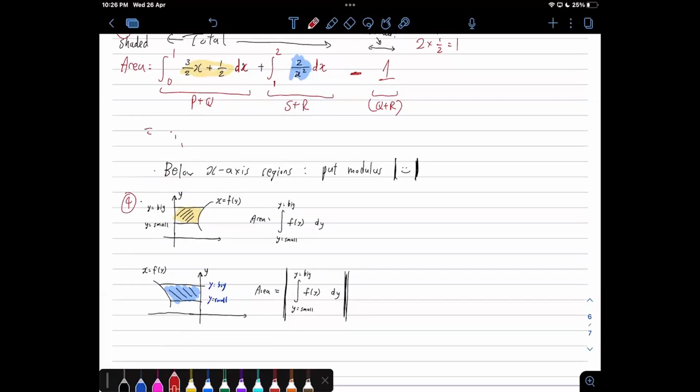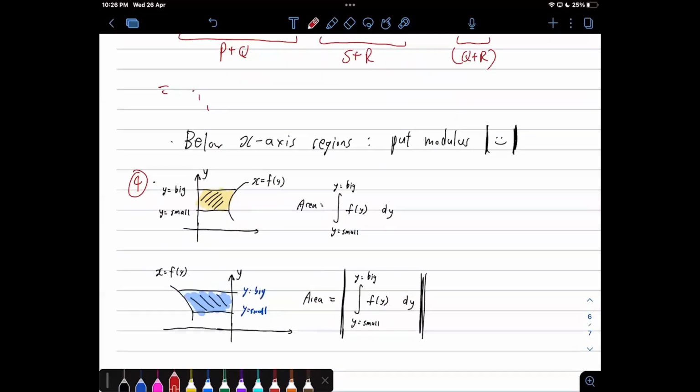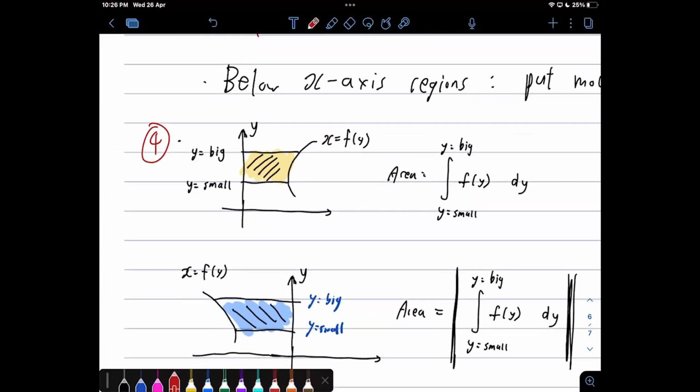Point number 4: if you have functions that have x as the subject, with everything in terms of y on the right side, you use this formula instead. Take the function on the right-hand side and integrate this time with respect to dy, but your y values you pick from small to big, provided that the area is to the right of the y-axis, similar to how it was above the x-axis.